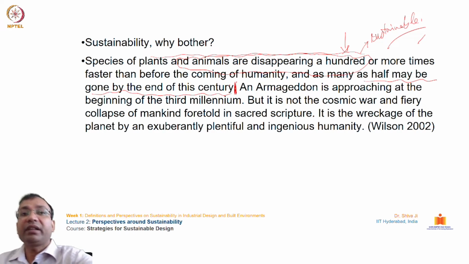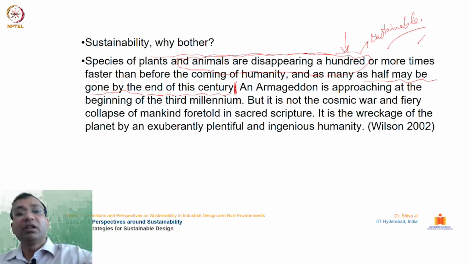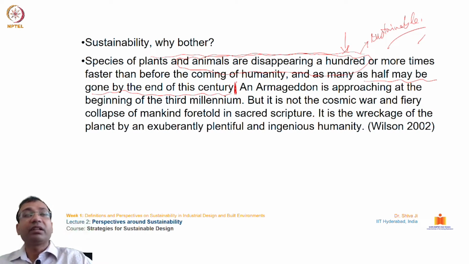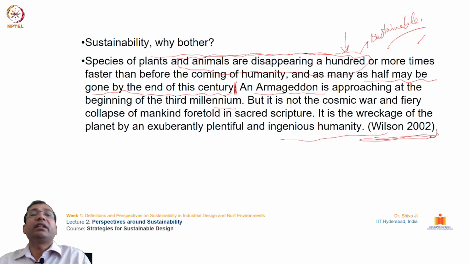So this is a very bad situation. How are we going to deal with this situation? It says an Armageddon is approaching at the beginning of the third millennium. But it is not the cosmic war and fiery collapse of mankind foretold in the sacred scriptures. It is the wreckage of the planet by an exuberantly plentiful and ingenious humanity. This was said by Wilson in the year 2002. So this is all in the name of growth and development, which is creating such havoc to the planet.